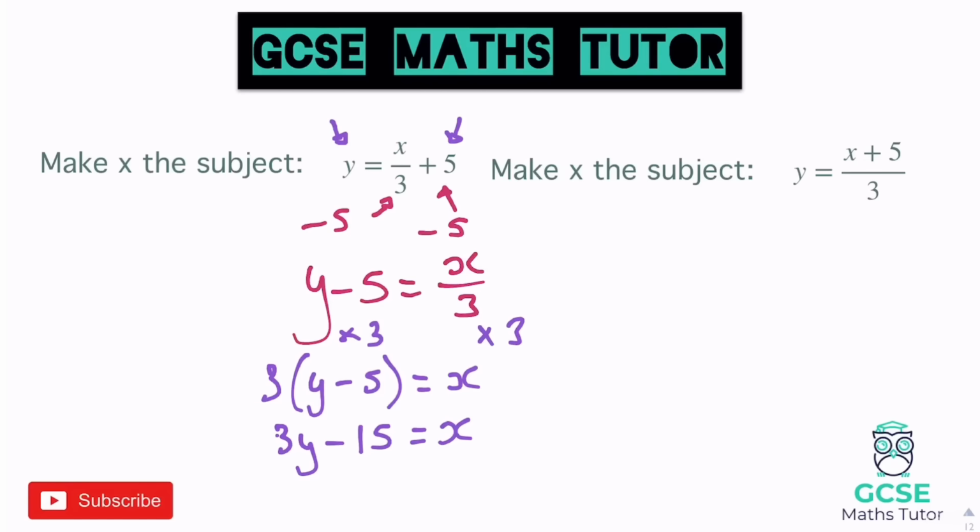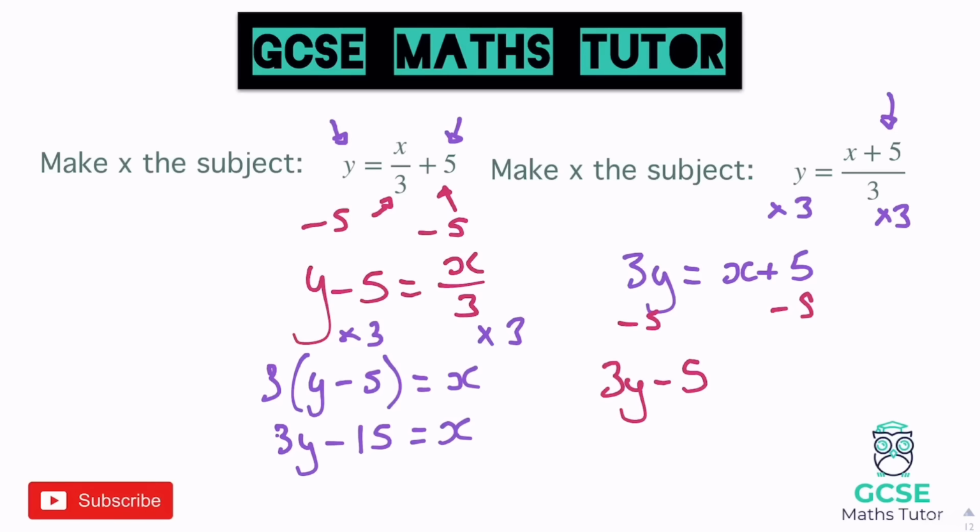Now looking at this one on the right, it's slightly different because we don't have the option of getting rid of this 5 in the starting process here, because it's locked in by this divide by 3 on the bottom. So the first thing I'm going to have to do is times by 3 to remove this fraction to unlock what's on top there. And if we times by 3, we get 3y equals, and what's on the top is x plus 5. Now we can finish it off quite nice and easily. We can just take away that 5, and again that's going to make x the subject. So we have 3y minus 5 equals x, and again both of these questions we could rewrite it as x equals at the start if we wanted.